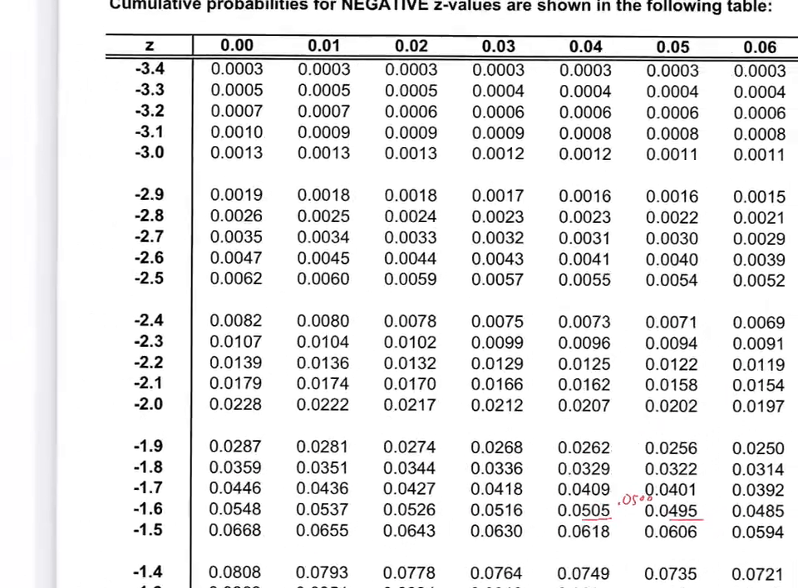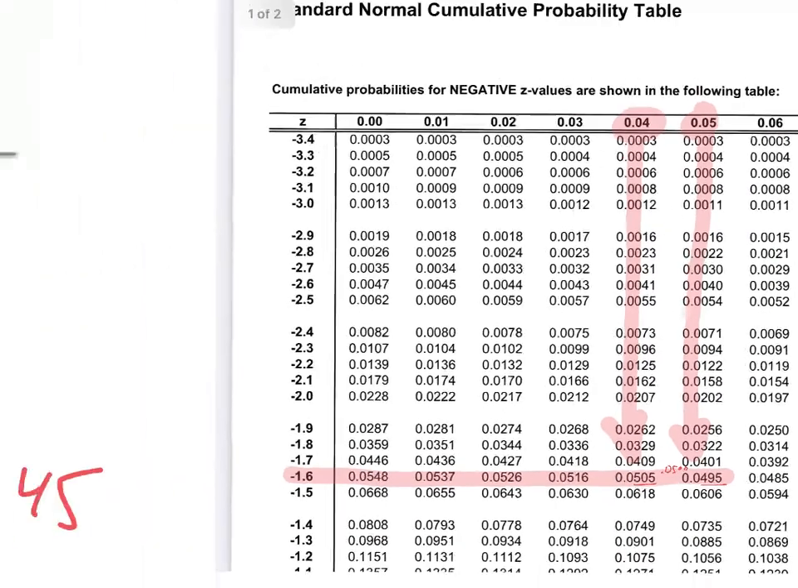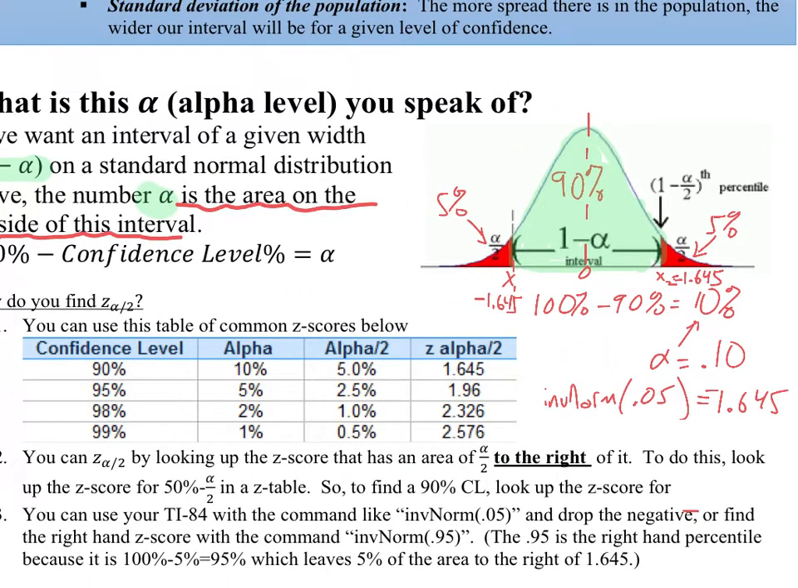Well, where are we here? We're at 1.6, and this is at 1.64, and this is at 0.5. So right in between would be negative 1.64, and we're halfway in between, 1.645. And that's what we said here. All right. So these values we'll see often. We have a z score of 1.645 for 90% confidence level.